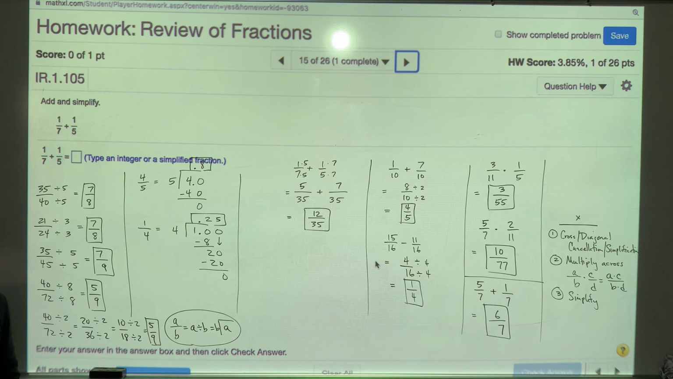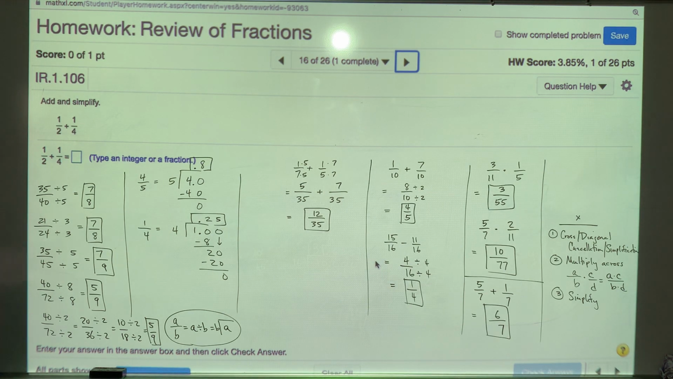Any questions about your addition problem? Because this one's a little bit tougher due to a common denominator being there. Any questions at all? You guys want me to do yours? Okay, yes, let me know. All right, okay.